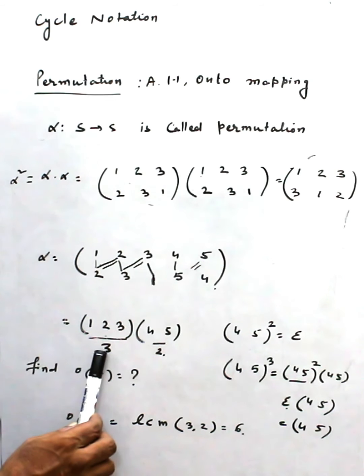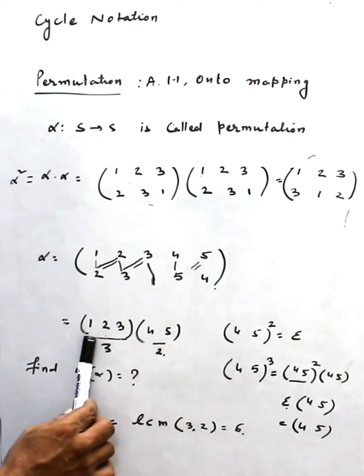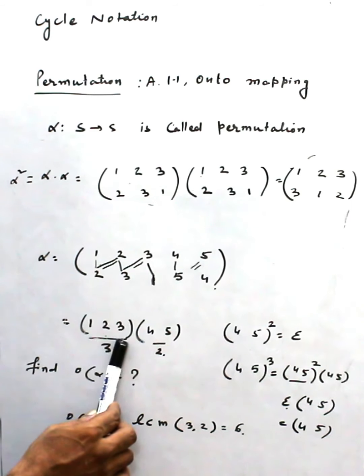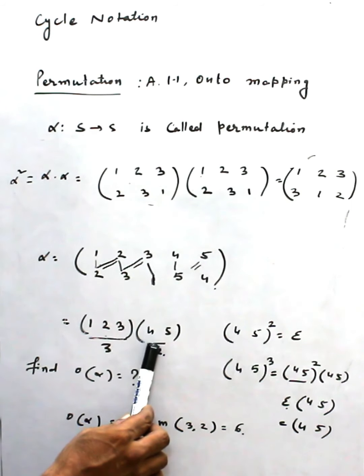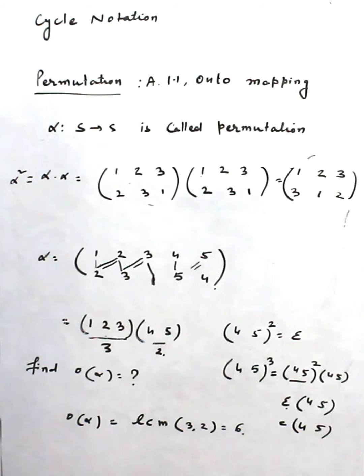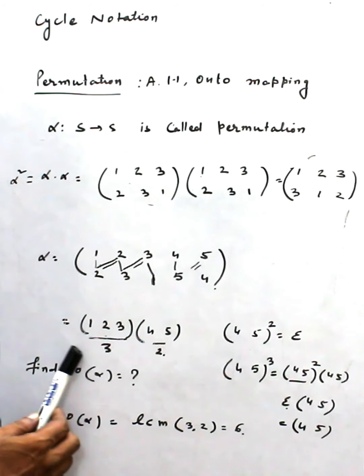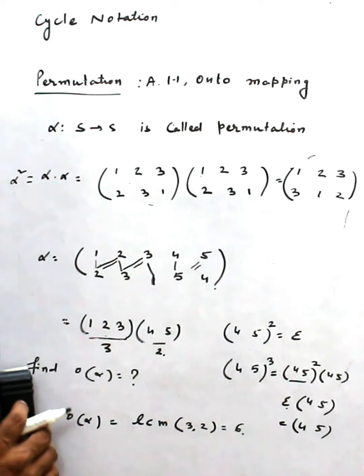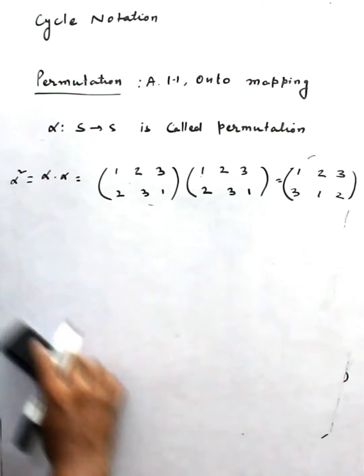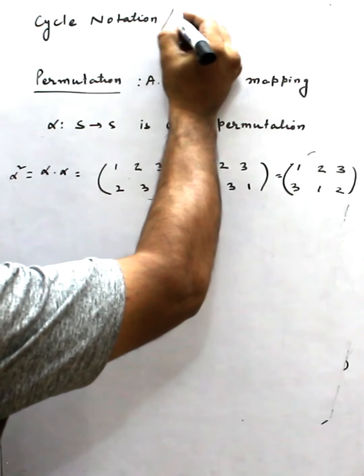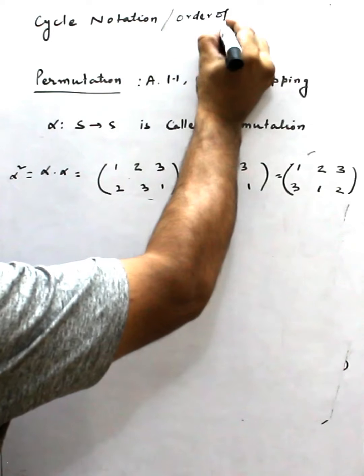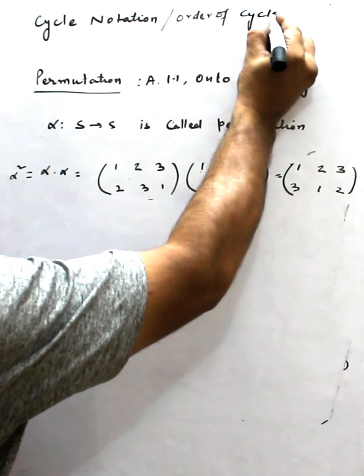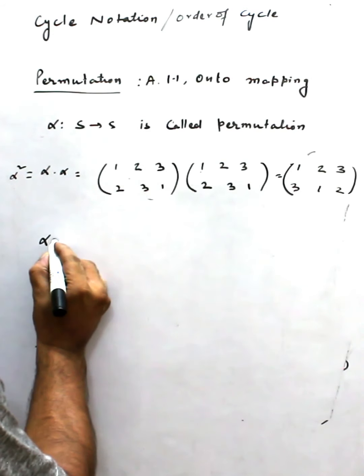So this is the cause. You have to understand, if we run more than 3 cycles, then we return back, and less than that also does not serve the purpose. And here if I make 3, then we reach again to 4, 5. That's why the only solution to find the order of alpha is to take the LCM, right? So this is how the order of a cycle is defined.